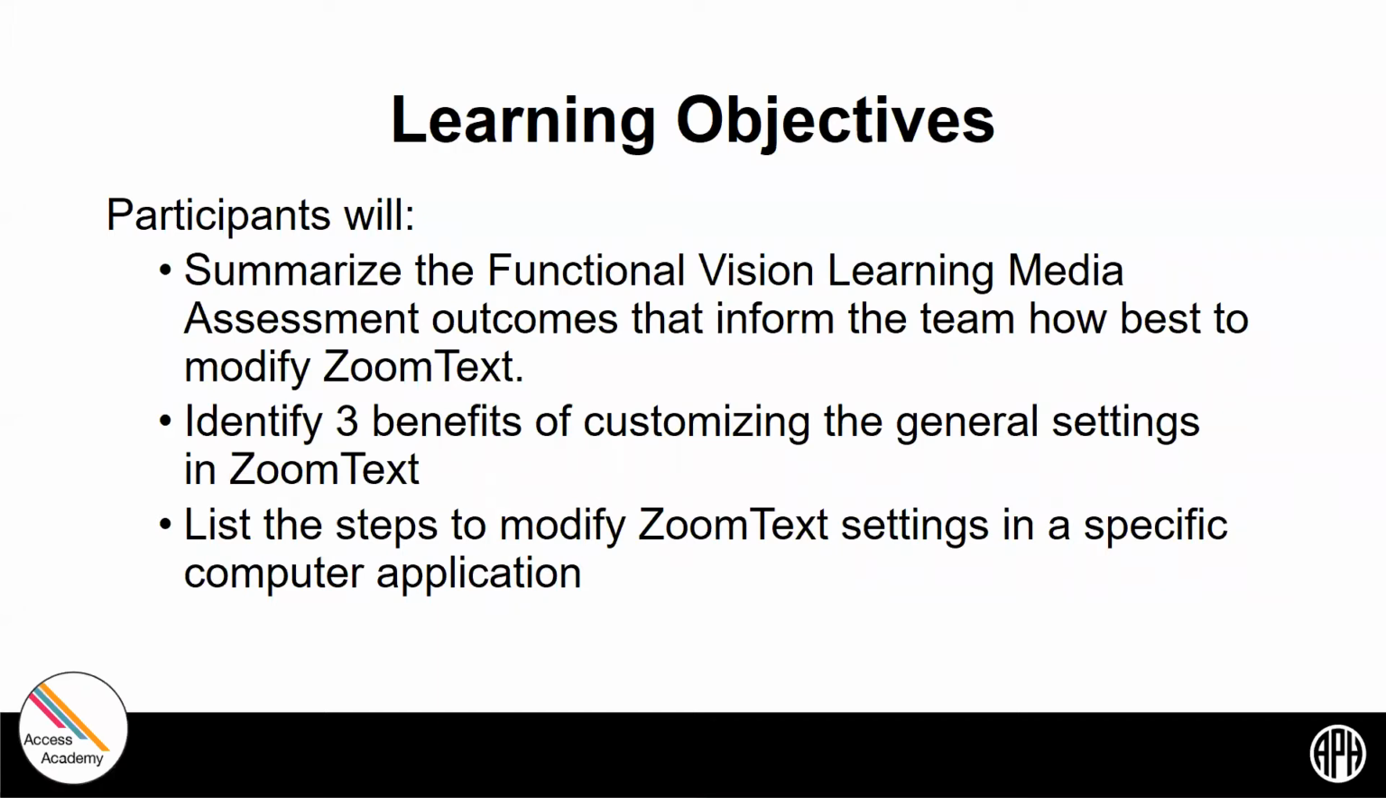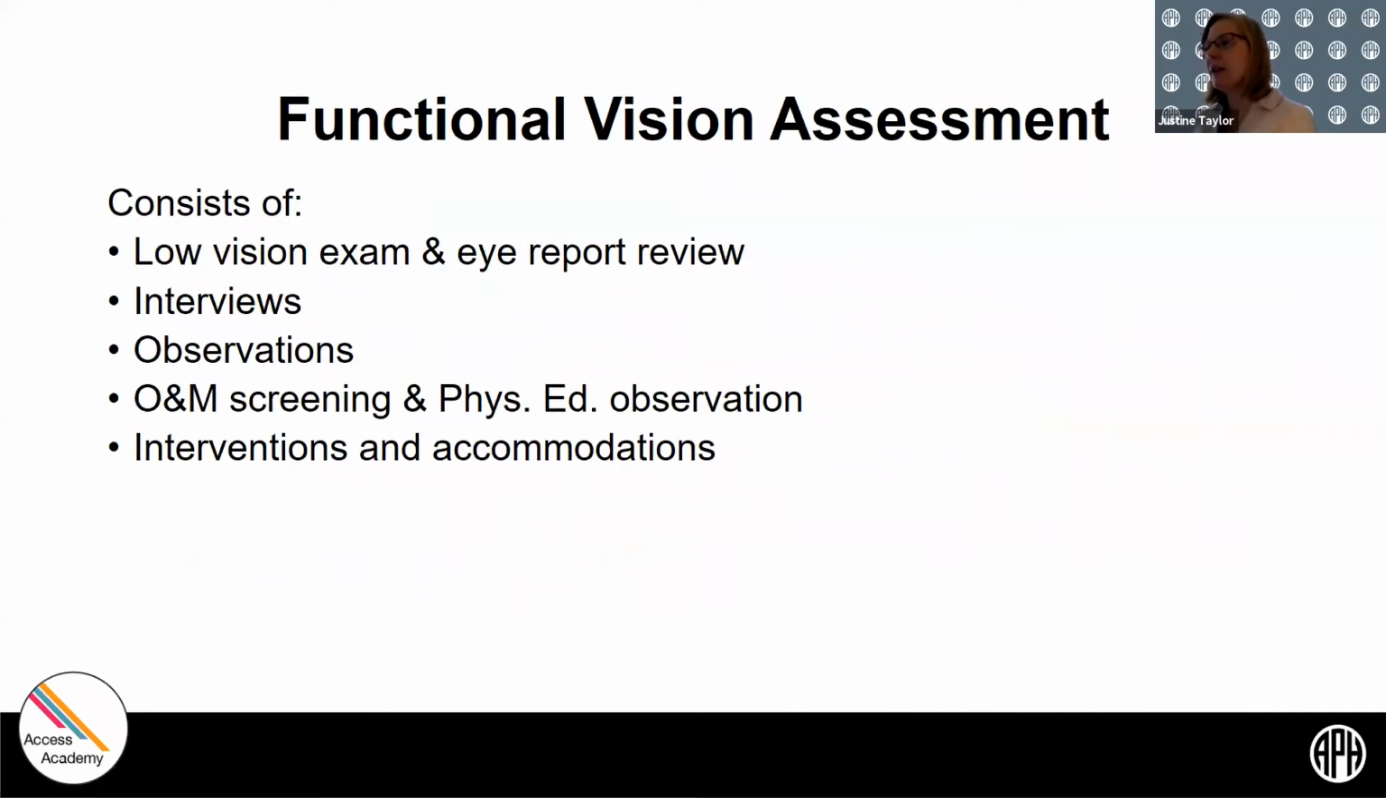Justine? All right. If we can move to the next slide. We have the functional vision assessment, and it consists of these 5 different categories. What you want to do is you always start with a review of the low vision exam and the eye report of the student or the client that you're working with. The first thing they will do is get a low vision exam, and you're going to want to get a copy of their eye report and evaluate that.